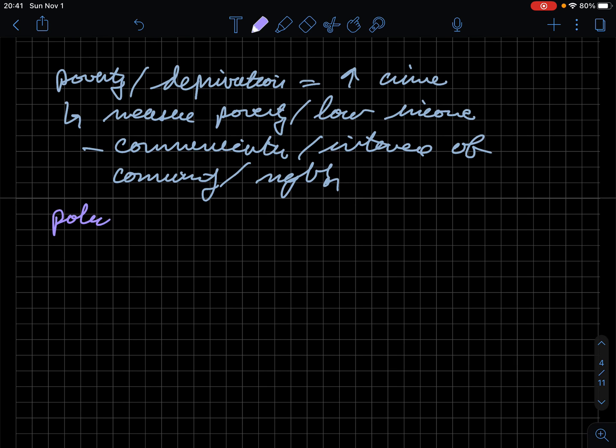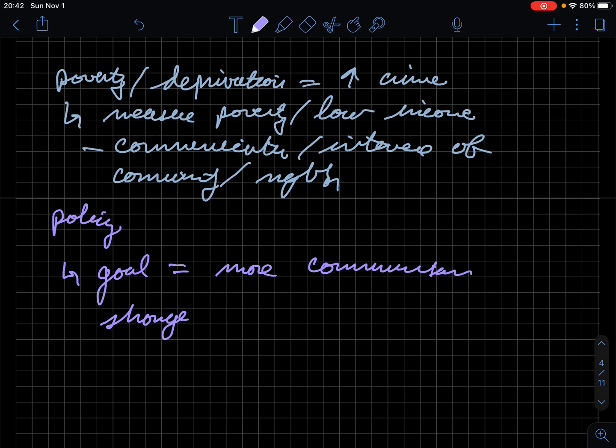The other part that's important to consider is the policy perspective, right? Social disorganization predicts that variations in breakdowns in communication lead to more crime, right? So from a policy perspective, the goal is to get more communication and stronger bonds in a neighborhood.